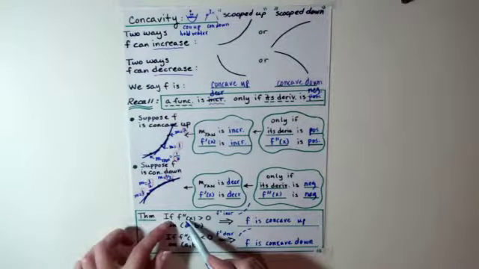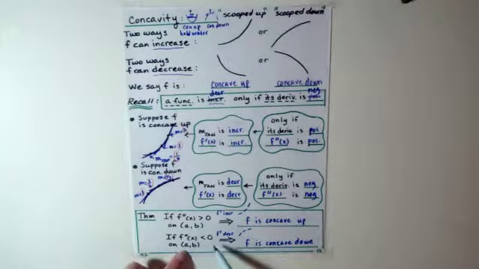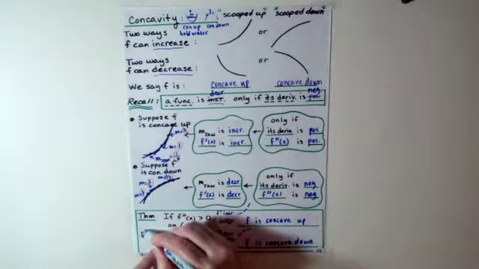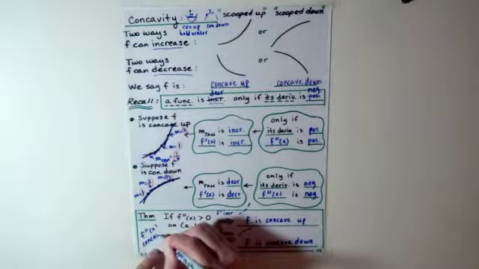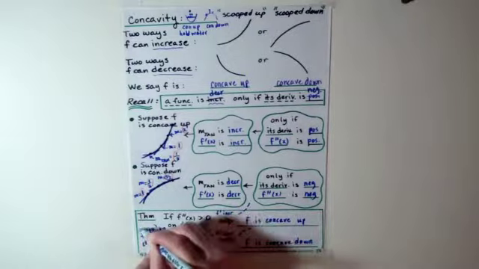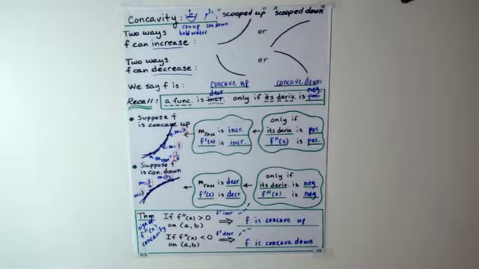But when the second derivative is positive, the curve is concave up. When the second derivative is negative, the curve is concave down. So the second derivative is going to tell us about the concavity of our function. I should really say the sign of the second derivative tells us about the concavity. Sign of the first derivative tells us about whether the function is increasing or decreasing. Sign of the second derivative tells us about whether it is concave up or concave down.